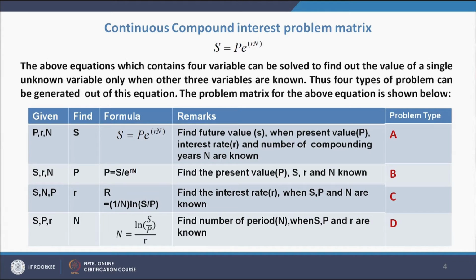The fourth and the last type of problem is: S, P and R are given, n has to be found out, where n is equal to ln(S/P) divided by R. In this case, the number of periods n has to be found out when S, P and R are known. This type of problem will be called problem type D. Let us start with different problems and their solutions.